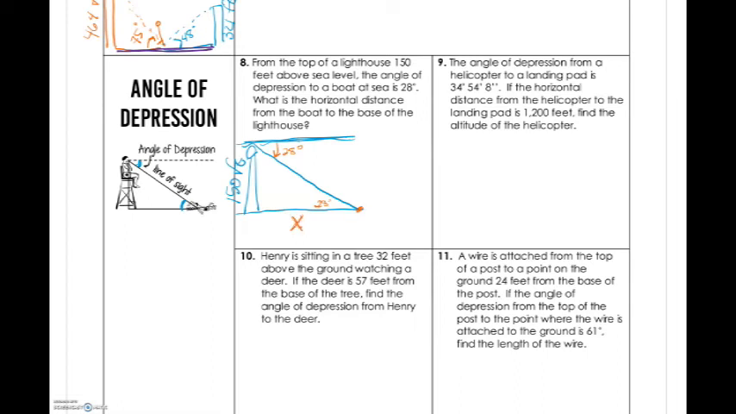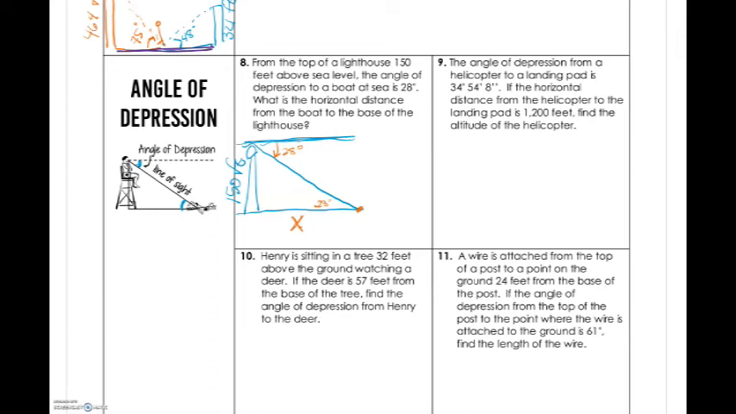We've got 28 degrees. We have the opposite side at 150 feet, and we're looking for the adjacent side at x. So we've got opposite and adjacent, which means we've got to use tangent. And so you're doing the tangent of 28 equals 150 over x. I'm going to let you work that out now that we've set up the drawing.